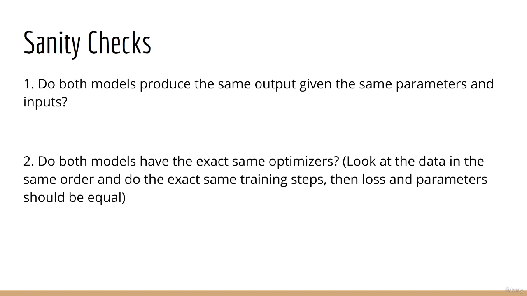If both optimizers are the same, then both the loss per iteration and the model parameters should be the same after each update. So you can plot the loss per iteration for both models, and if they're the same, then that means the optimizers are the same. So that's a good sanity check as well.